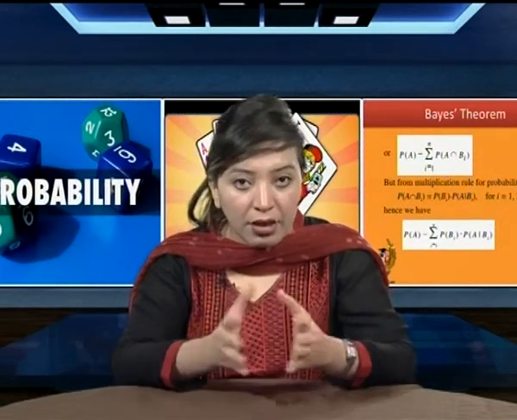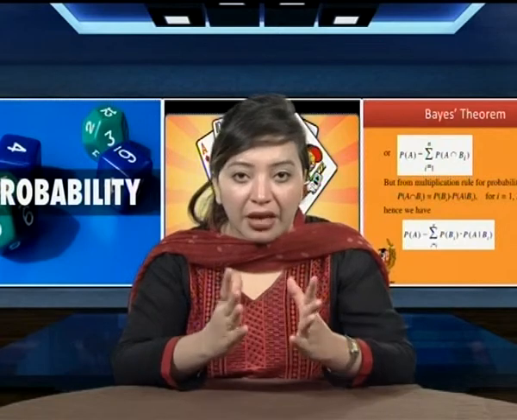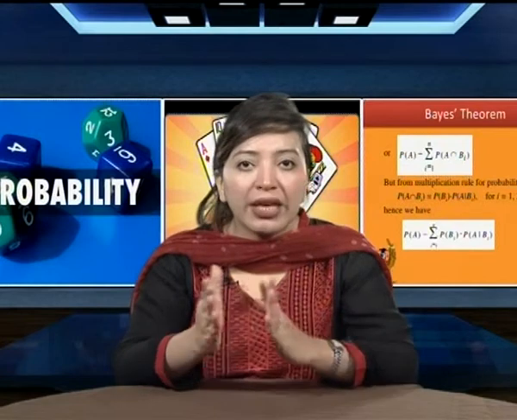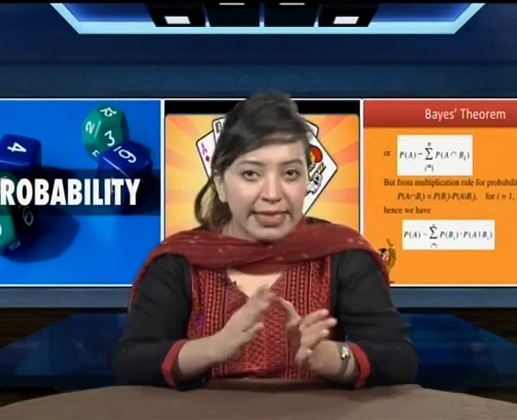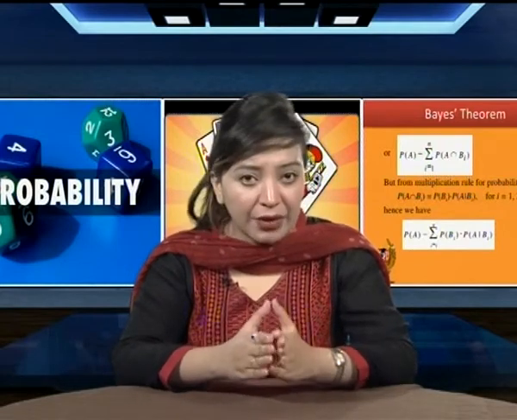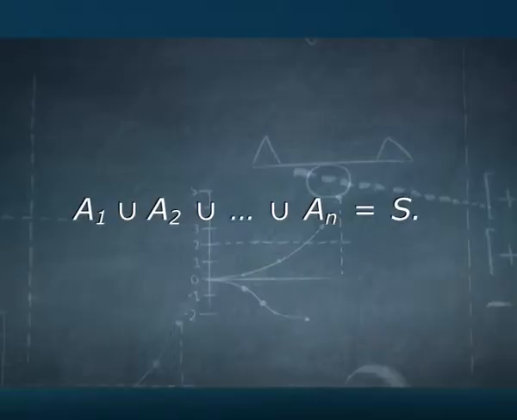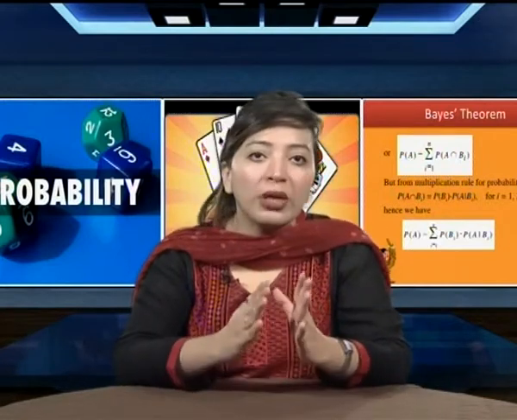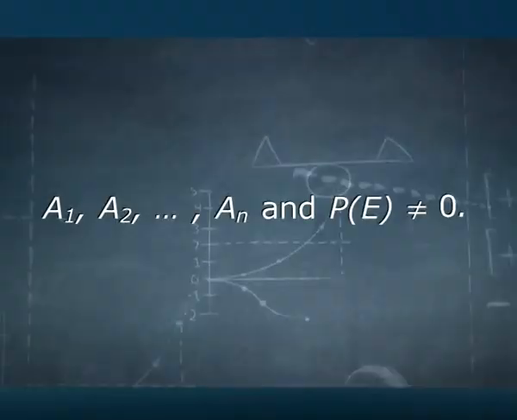So, we can generalize Bayes theorem and we can write a formula for this. Let A1, A2 and so on AN be n mutually exclusive events such that they form a partition of the sample space S. That is, A1 union A2 union so on AN equals the sample space S. Let E be an event so that E can occur in conjunction with only one of the events A1, A2 so on AN, and probability of E is not equal to 0.